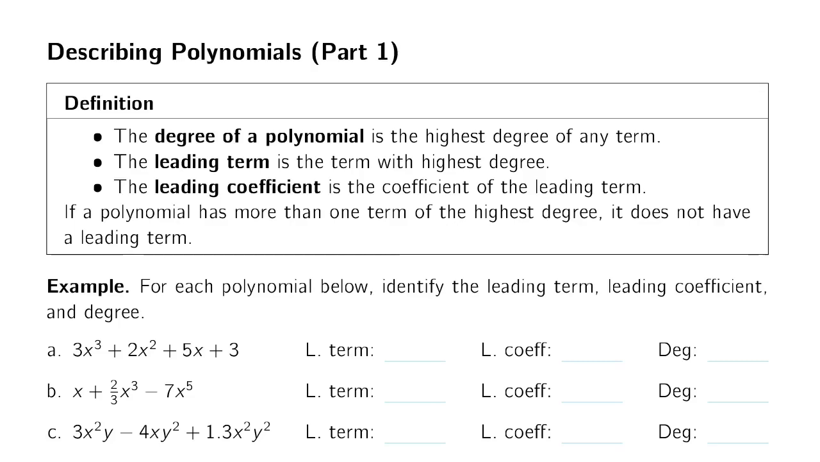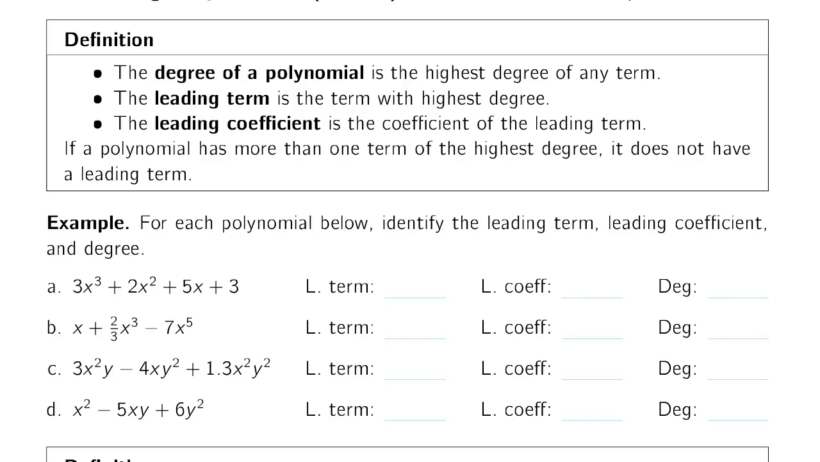If there's more than one term that has the highest degree in the polynomial, then we don't say that it has a leading term. So let's see an example where we just work with those terms in our vocabulary. For each polynomial, we're going to identify the leading term, identify the leading coefficient, and find the degree.